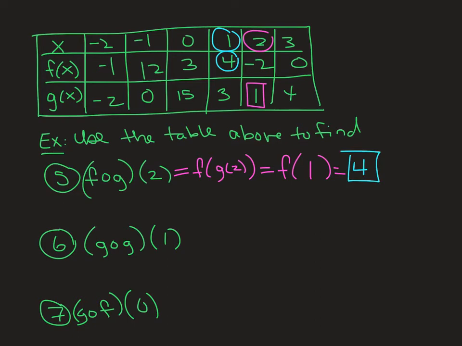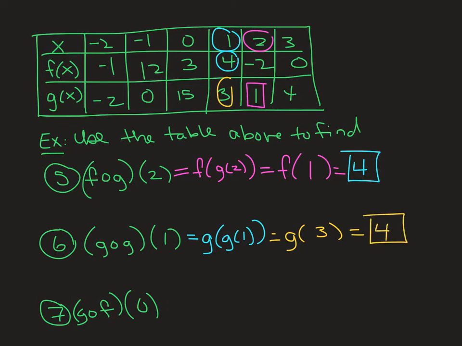Feel free to pause and try 6 and 7 on your own, or you can watch me do 6 and then pause and try 7. For number 6, we are going to start by rewriting it as g of g of 1. When x equals 1, I end up getting that g is 3. So now I'm going to do g of 3. When x equals 3, g of 3 is going to be 4 again.